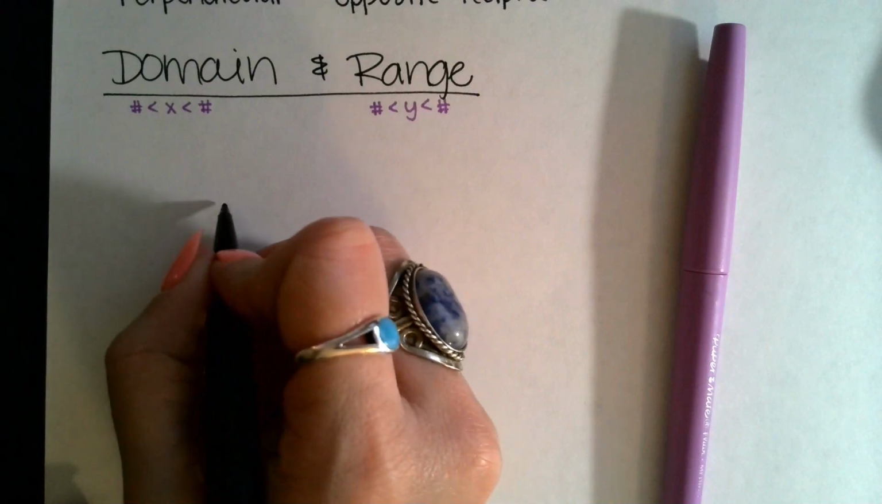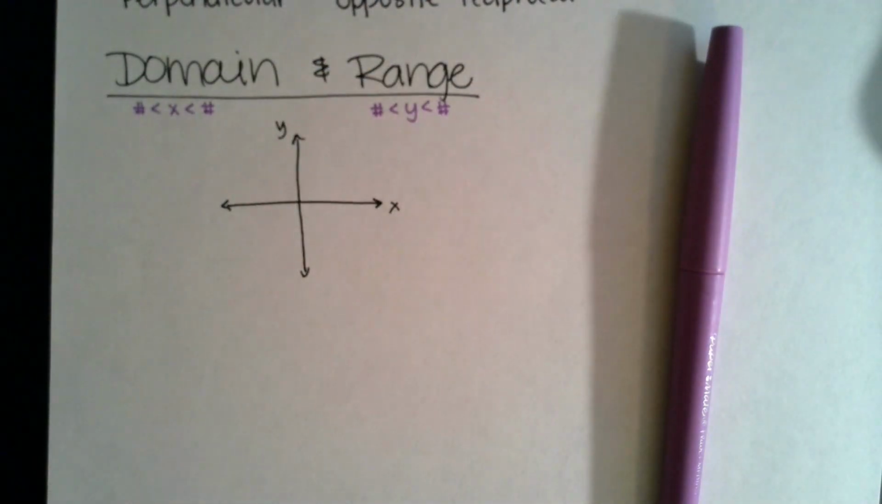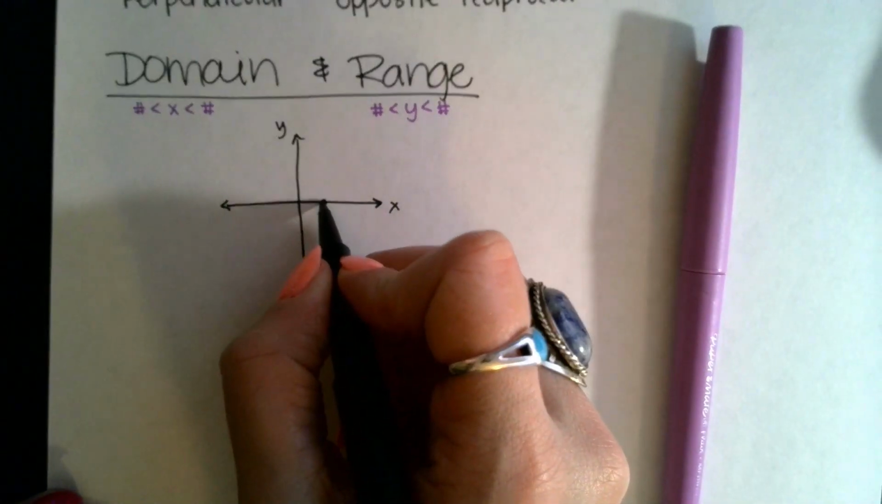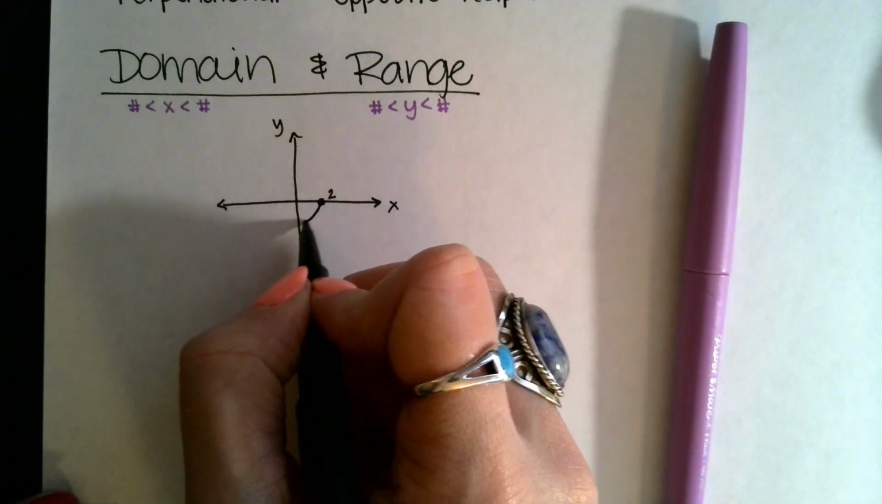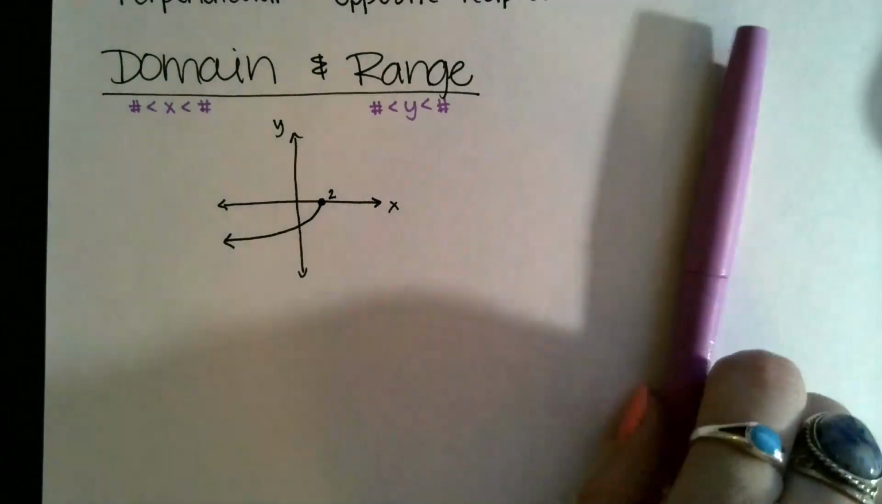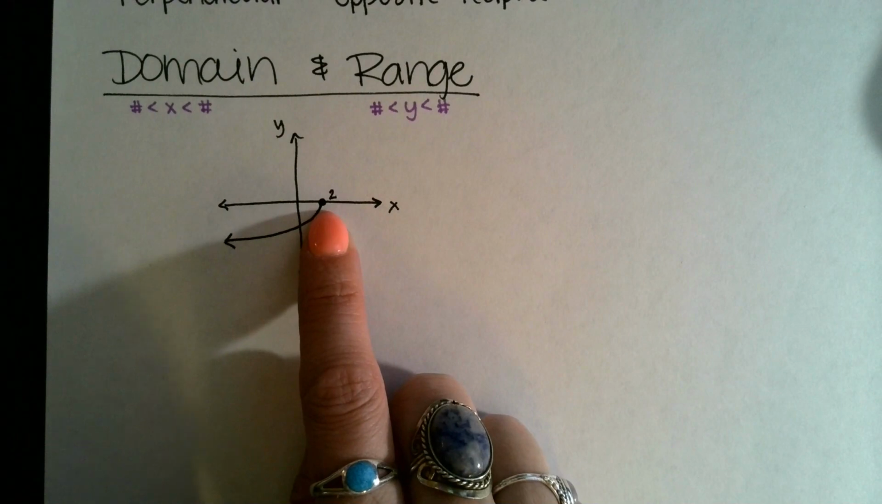We're going to draw a really small coordinate plane here. We're going to label it X and Y and draw our arrows at the ends. And then we're going to draw a function that starts at 2 and curves down and to the left. Yours doesn't have to be exactly perfect, but it does need to look somewhat like this, and please make sure you label that 2 on there. It's going to be super important.